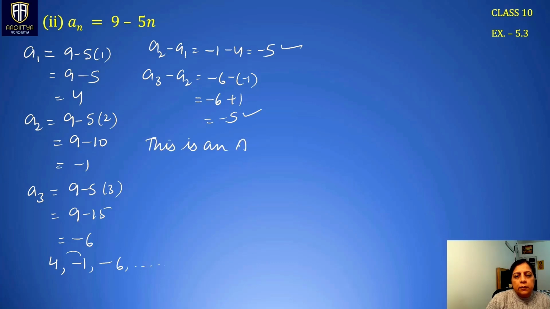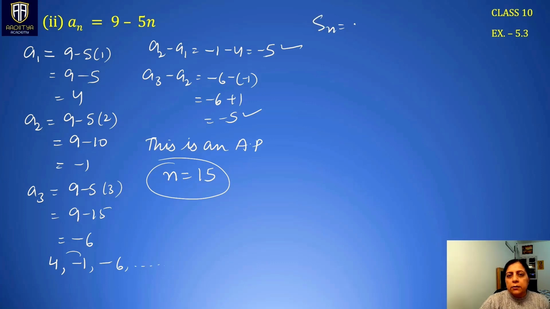Now the number of terms is given to us as 15 for all the cases in which the sequence represents an AP. We have to find Sn, S15. So we have Sn as n by 2, 2a plus n minus 1 d. So S15 is 15 by 2, 2 times a.